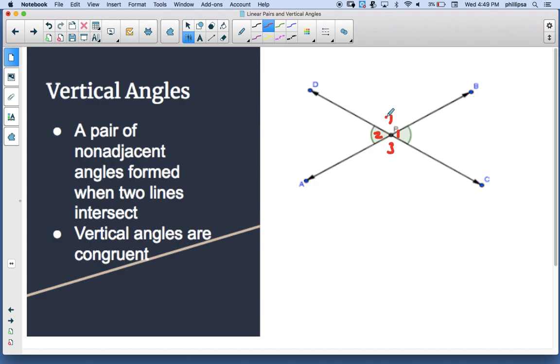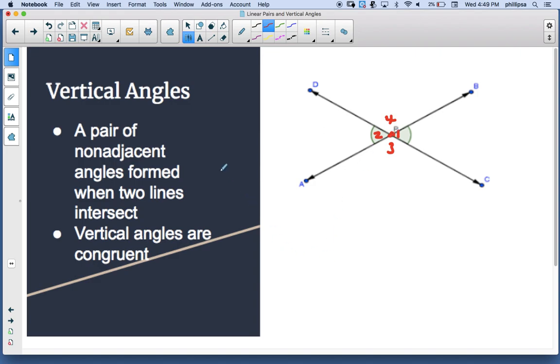It won't let me write that far, so I'm going to call that one 4. So I have 2 pairs of vertical angles here. My 2 pairs of vertical angles are my 2 pairs of non-adjacent angles. Angle 1 and angle 2 would not be considered adjacent. Angle 3 and angle 4 would not be considered adjacent. Although they do share a vertex, they do not share a side, and because they do not share a side, they're not considered adjacent.